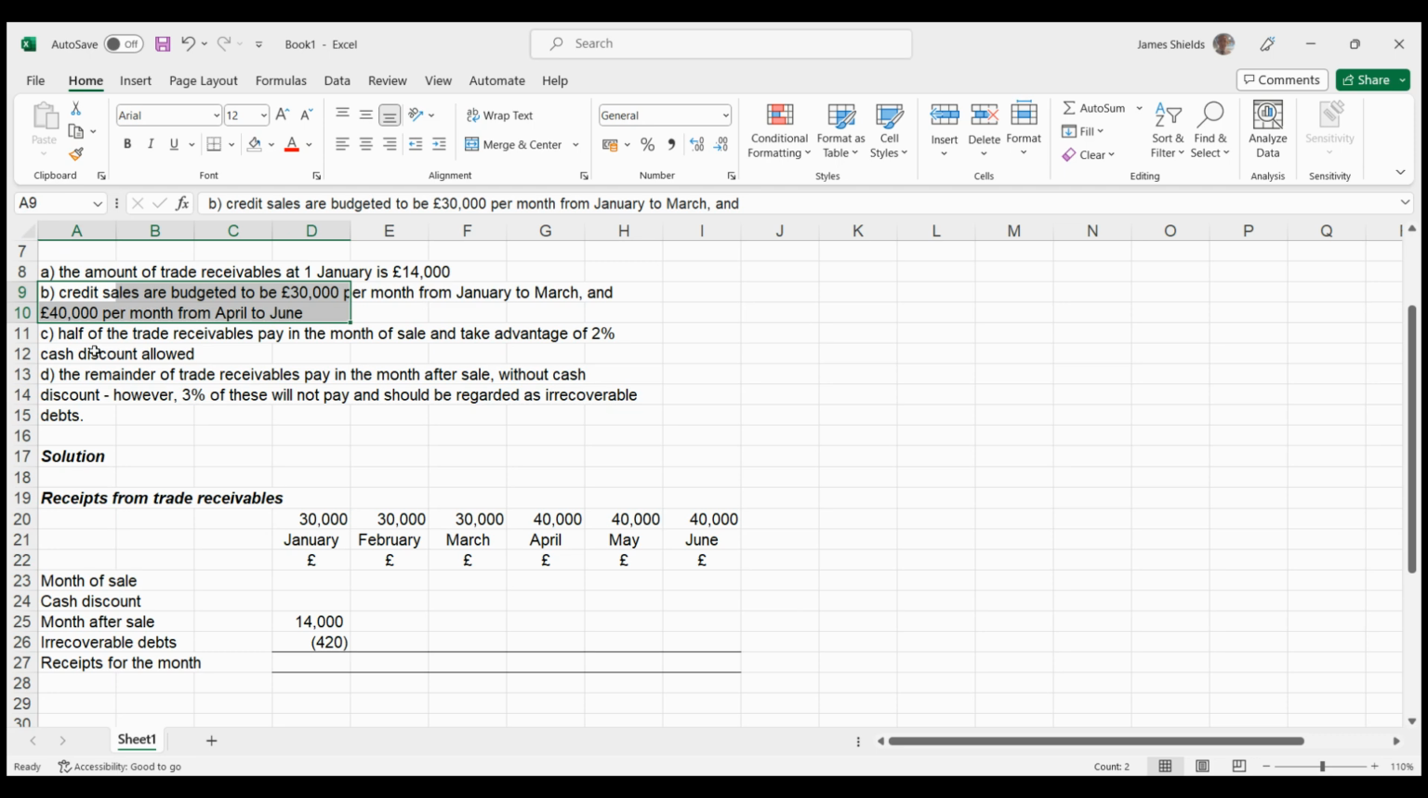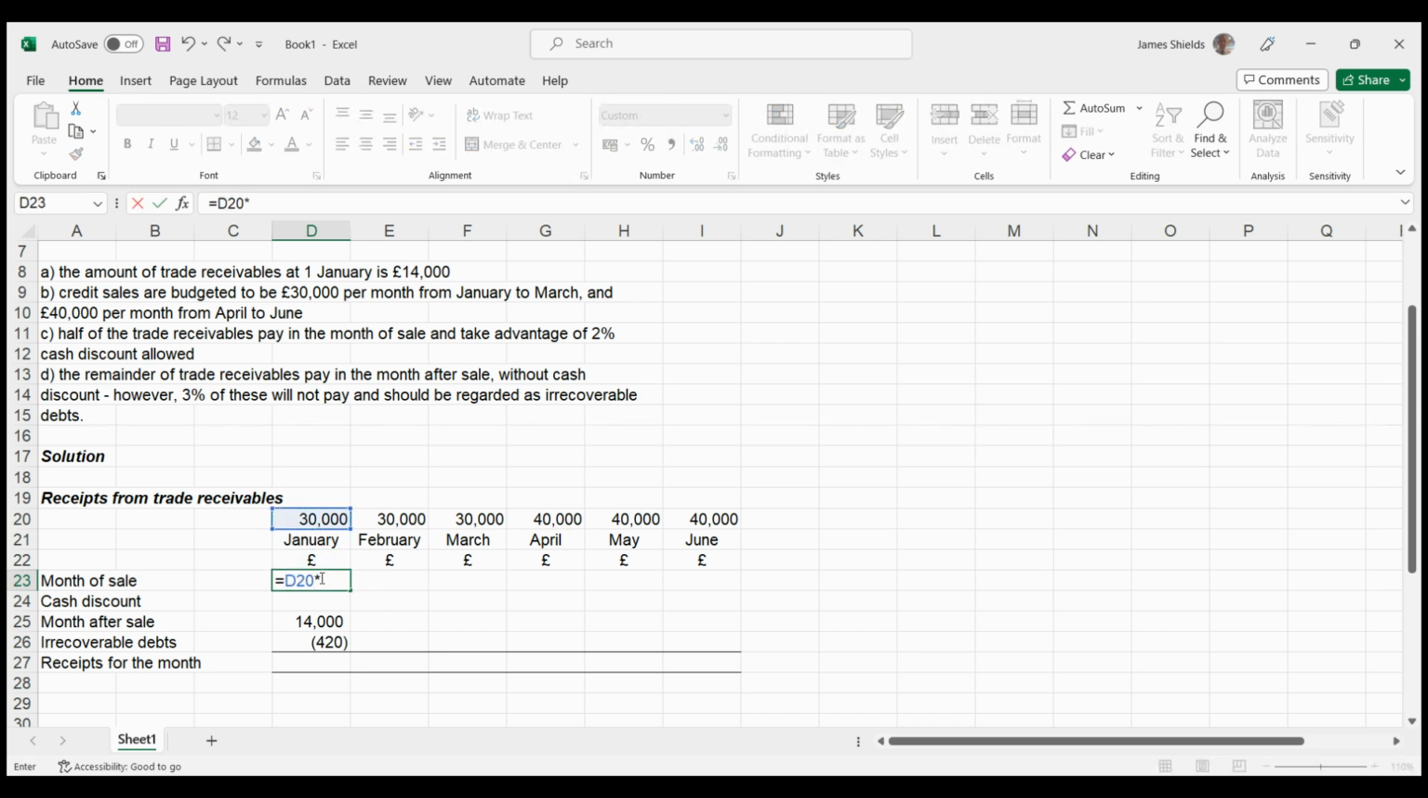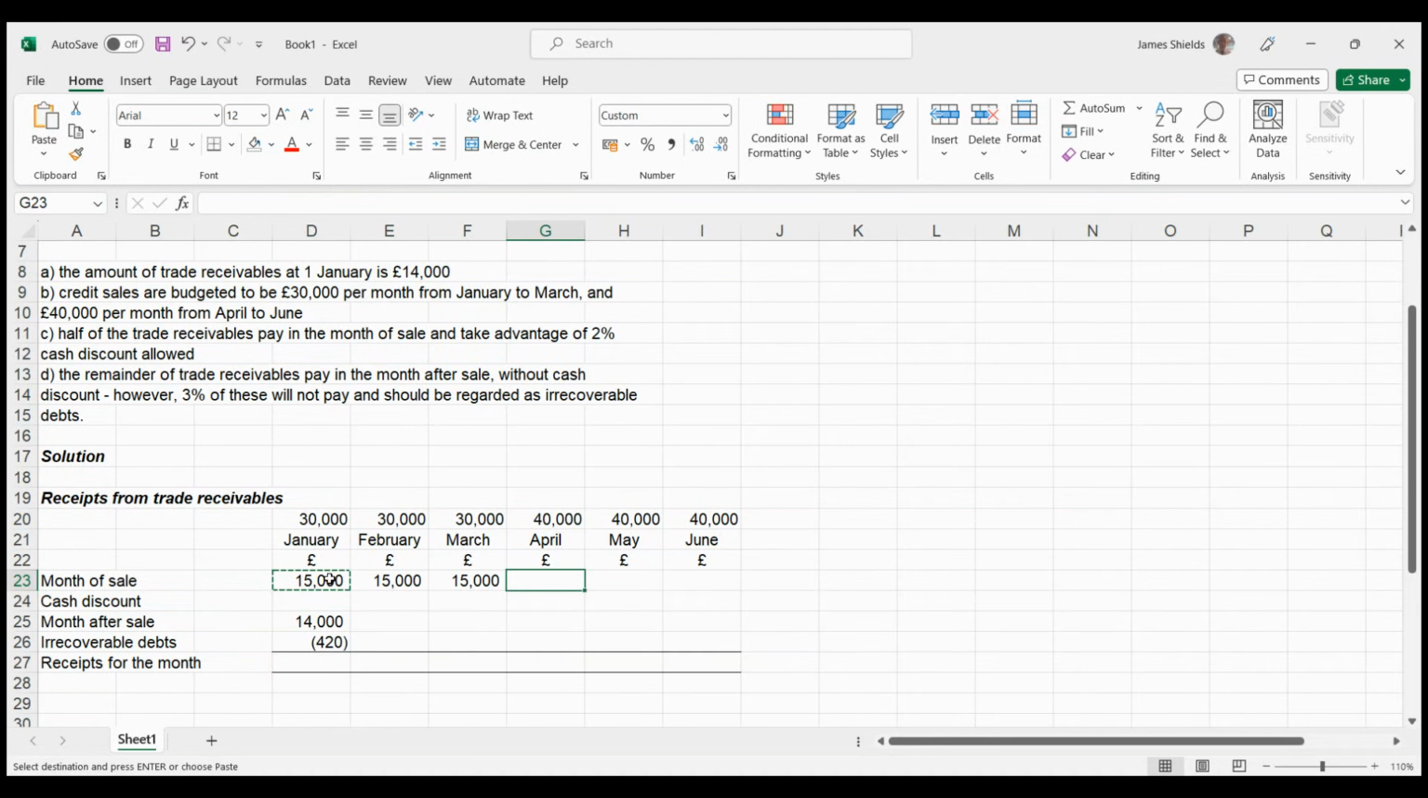Right, credit sales are budgeted £30,000 January to March, £40,000 April to June. So we've made a note of that. Part C, half of the trade receivables pay in the month of sale and take advantage of the 2% cash discount allowed. So in January, credit sales are 30,000, and half of them pay in the month of sale. So it's half of £30,000, which is £15,000. Similarly for February it'll be £15,000, and March will be £15,000 as well. Now April, the credit sales were 40,000, so half of them is going to be 20,000. May again, half of 40,000 is 20,000, and June, half of 40,000 is £20,000.